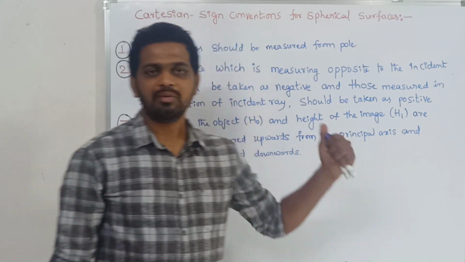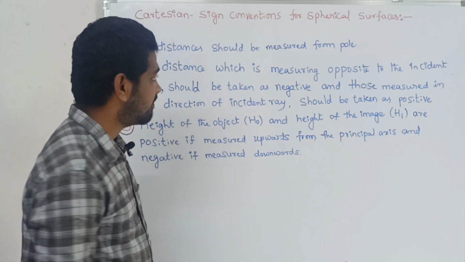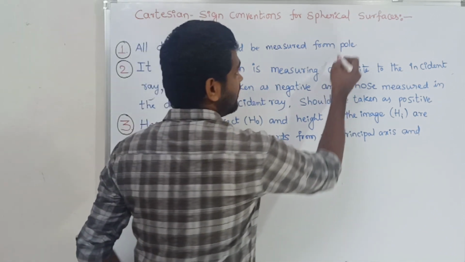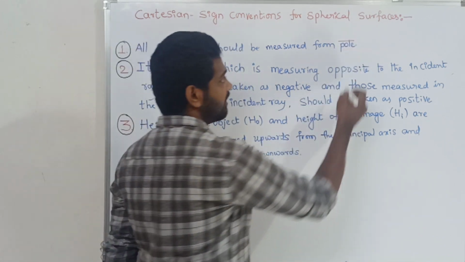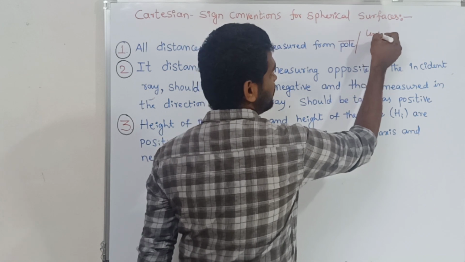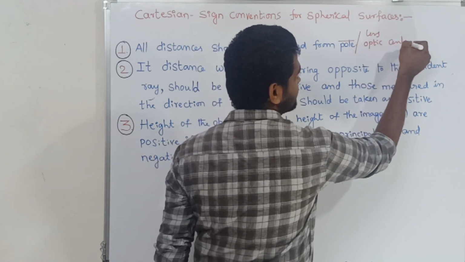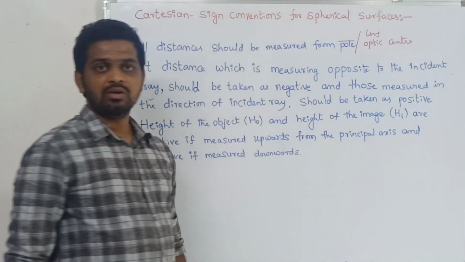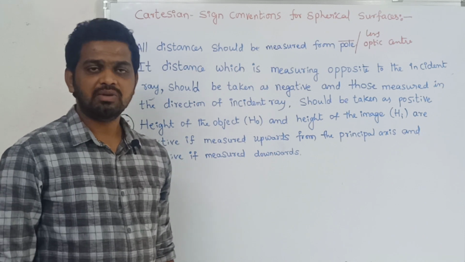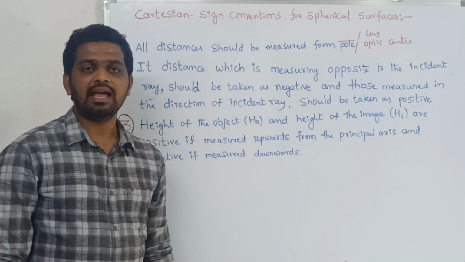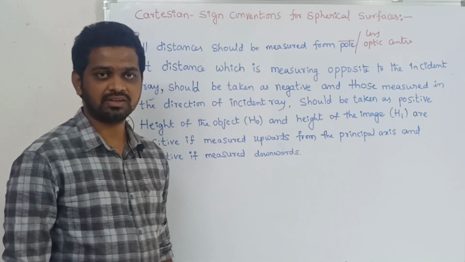Coming to the first Cartesian sign convention, all the distances should be measured from the pole. In the case of a reflecting surface, you should use the term pole. In the case of a refracting surface or lens, you should use the term optic center. So from the first statement, it is clear that all the distances should be measured from the pole. The pole acts like the origin for the measurement in the case of spherical surfaces.